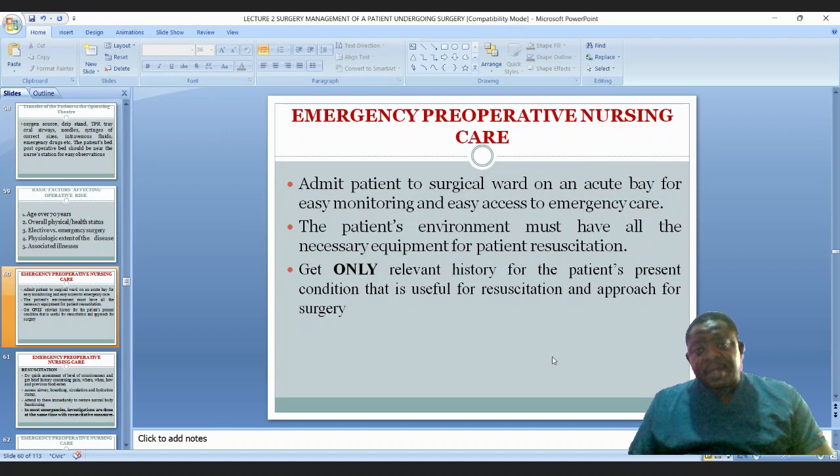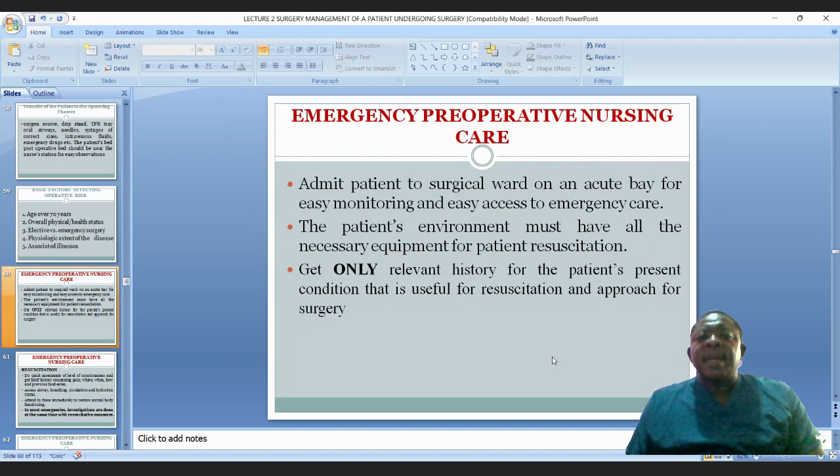You admit the patient to the surgical ward on an acute bay for easy monitoring and easy access to emergency care. The patient's environment should have all the necessary equipment for patient resuscitation. This is an emergency, so get only relevant history for the patient's present condition. This should be useful in the follow-up care of the patient.